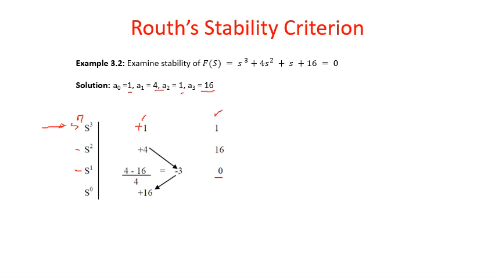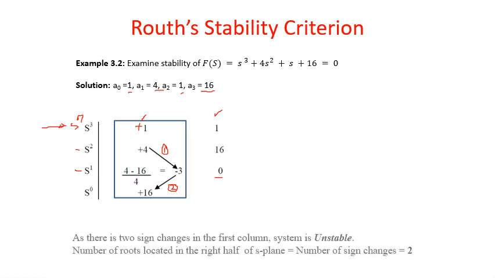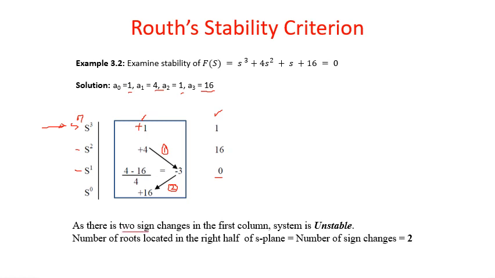So from +1 to +4 there are no sign changes, plus only. But from +4 to the next, which is -3, there is one sign change. And from -3 to +16 there is another sign change, minus to plus, so there is a second sign change happening. We only have to observe the first column. So plus to minus, minus to plus, these are the two sign changes. Hence, as there are two sign changes in the first column, the system is said to be unstable.